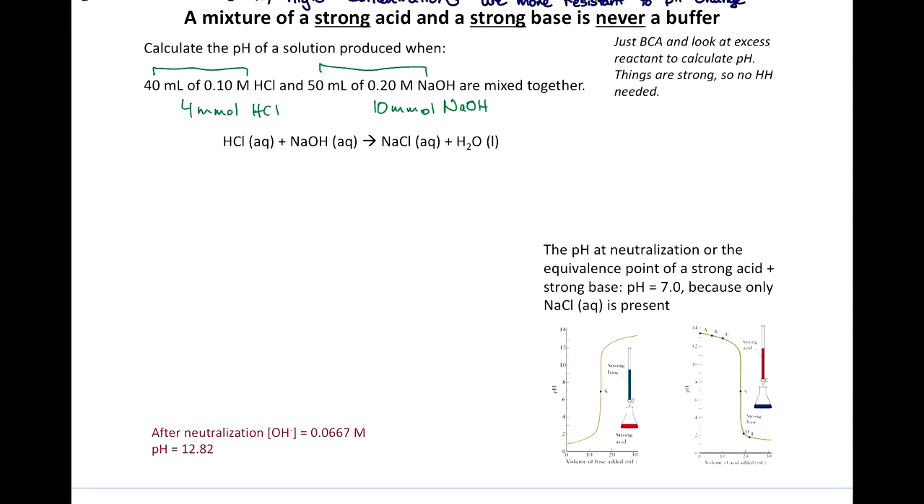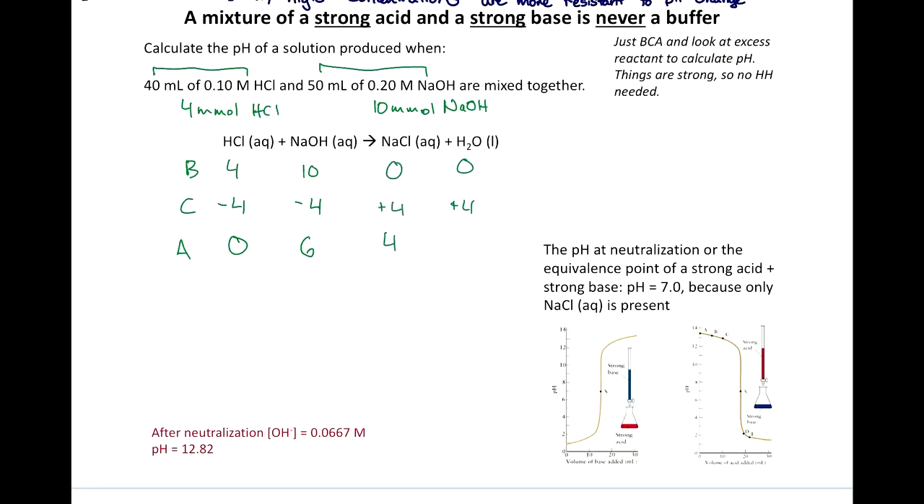HCl. So here we're doing a full-blown chemical reaction, a full-blown neutralization reaction. So we actually have to do a BCA table first. There's no ICE table about this. There's nothing weak present when we mix HCl and sodium hydroxide. So simply I see, oh, we have 4 millimoles of HCl, 10 millimoles of sodium hydroxide. All of the HCl reacts. It also consumes 4 millimoles of base, so I'm left with 6 millimoles of sodium hydroxide. Those are all of the reactants reacting, so let's see what products are made.